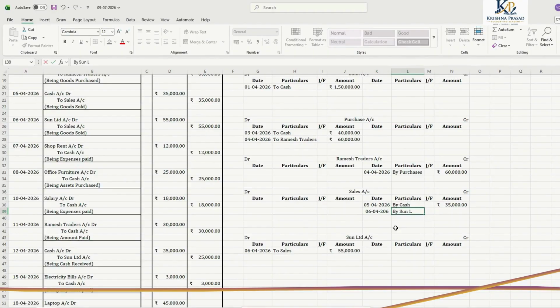By Sun Limited 55,000. So next, shop rent account data to cash account. That means we need to create shop rent and cash account. Cash is already created. So next we need to create shop rent.